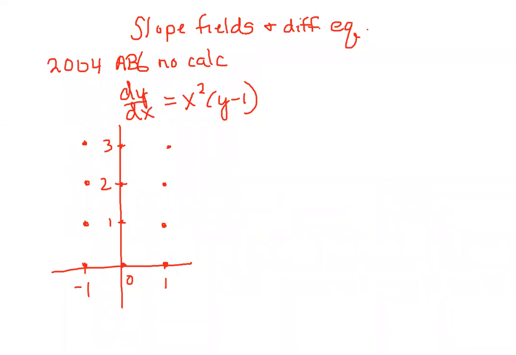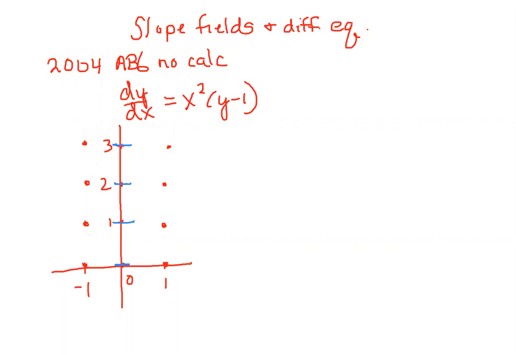So the first one is the 2004 AB 6 no calculator. This one that I have written here, and you have to draw the slope field. So let's see, when x is 0, it's going to definitely have a slope of 0. So there's going to be zeros all here.